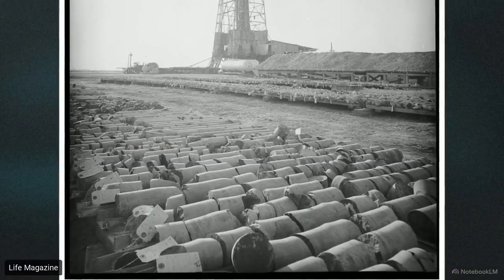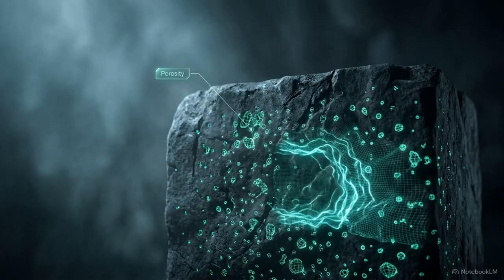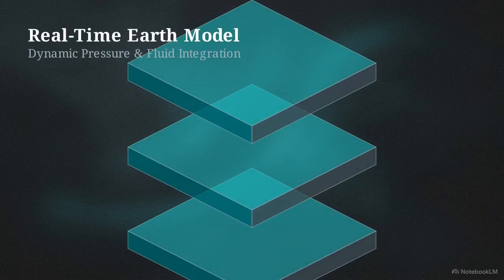The system populates this model with historical well logs and petrophysical data, defining the specific properties of the rock itself. It then adds active variables, monitoring shifting pressure levels and the movement of oil, gas, and water in real time. As production continues, the Earth model constantly updates its internal calculations to match the changing conditions in the field.